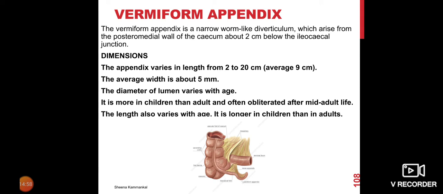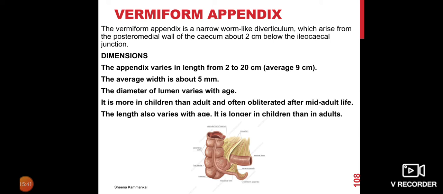Now we can move to the vermiform appendix. It's a short note. Vermiform appendix is a worm-like structure which is present posteromedial to the cecum normally. It is a narrow worm-like diverticulum arising from the posteromedial wall of the cecum 2 cm below the ileocecal junction. The appendix varies in length from 2 to 20 cm. That means in some people it may be 2 cm, in others 20 cm, but on average the width is 5 millimeter and the average length is 9 centimeter.